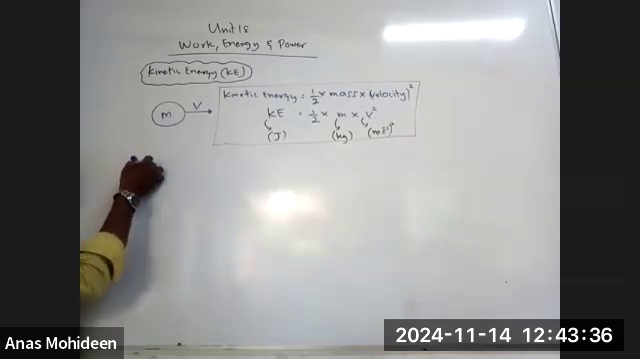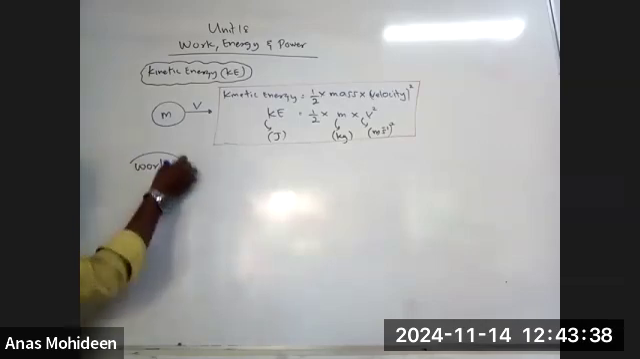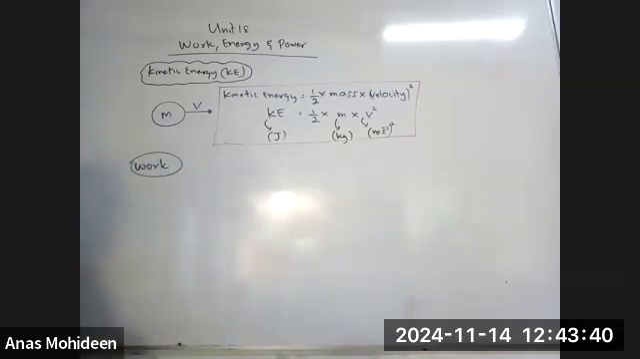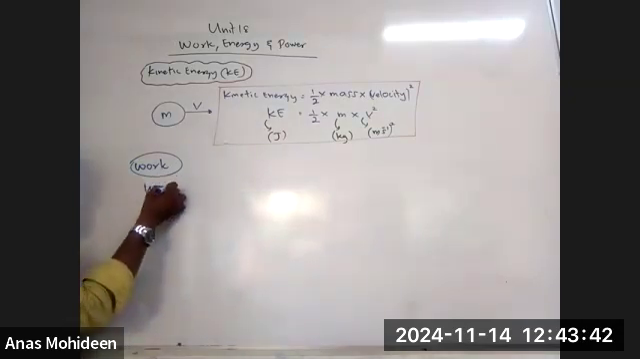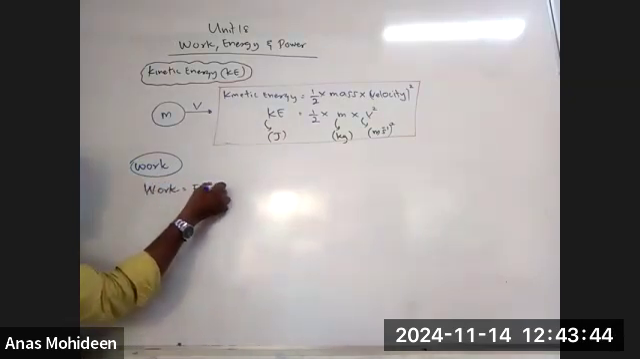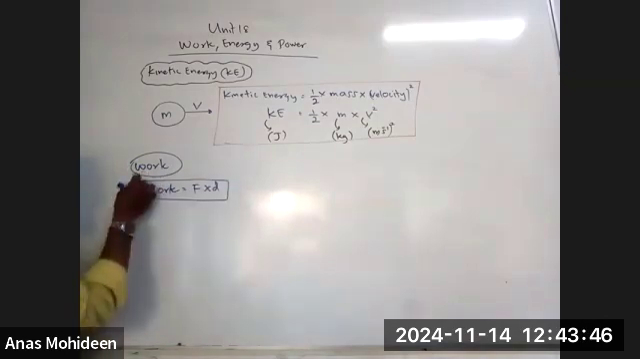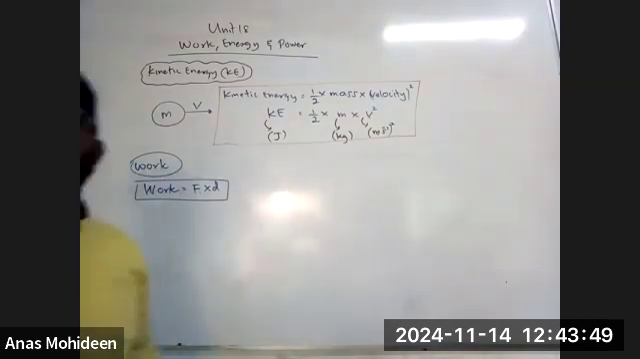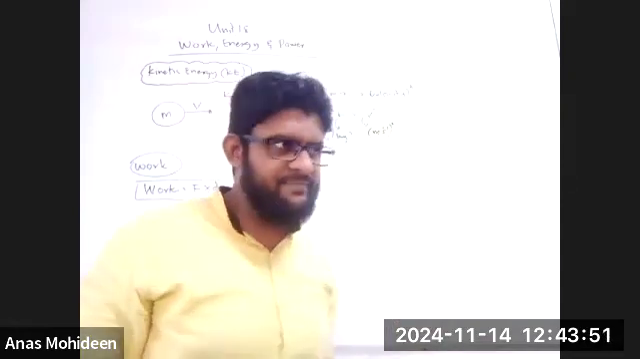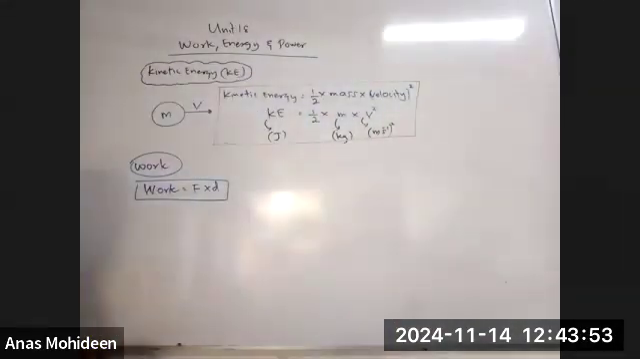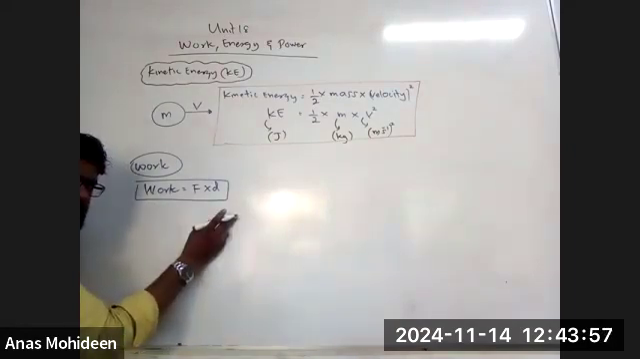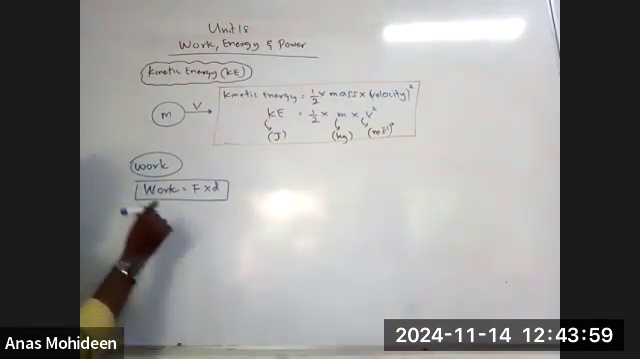Take the topic work. There we learn work is equal to F into D. This is the formula, right? Work is equal to F into D. We're going to speak about some relationships here, some changes, some interactions. So look here. Work equal to F into D.